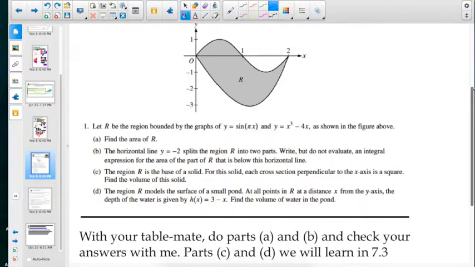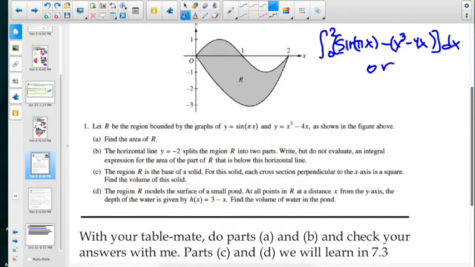So we're seeing two possible scenarios. We can go from 0 to 2 of sine pi x minus (x cubed minus 4x) in brackets. There would be one proper setup. Or 0 to 2 of 0 minus (x cubed minus 4x) dx.